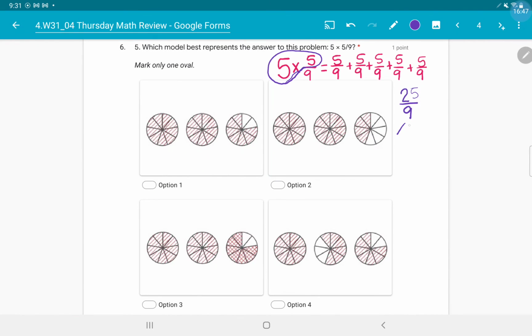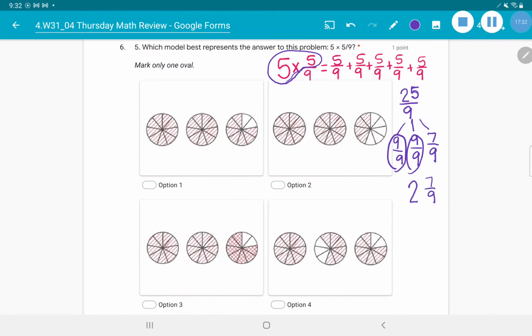And if I take 25/9 and make it into a mixed number, 9/9 makes 1 whole. Then can I get another 9/9? Okay. Can I take out another 9/9? Yeah, 9/9 plus 9/9 is 18/9. Okay. Can I take out another 9/9? How many do I have left? 7. So I have 2 wholes and 7/9.